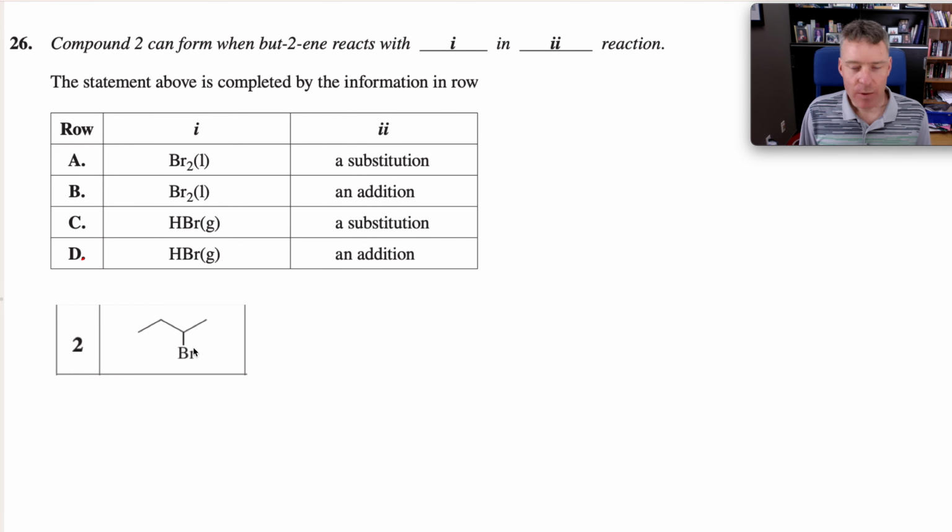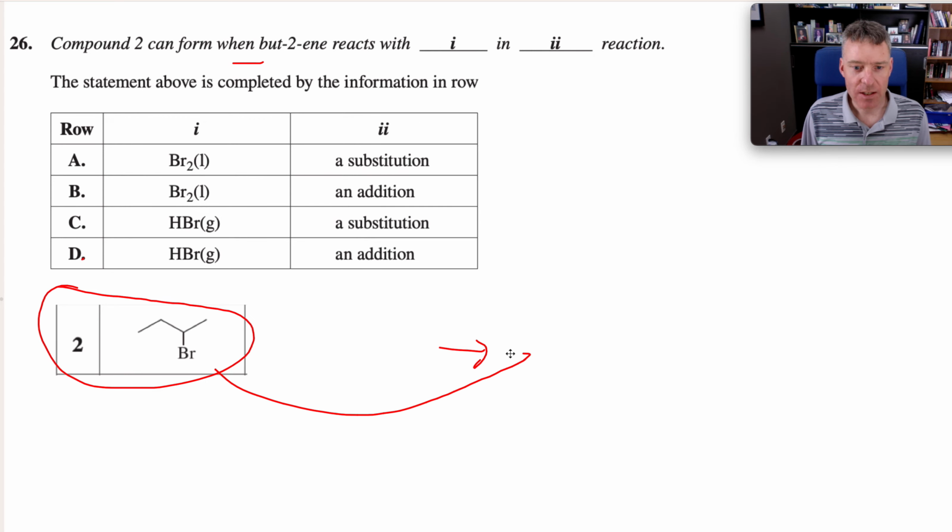Compound 2, which I grabbed from, didn't grab all the compounds from the given information. So there's our compound. Can it be formed with what in what reaction? So how can we make this? So compound 2 is formed. We were given the product. So how can we add this?